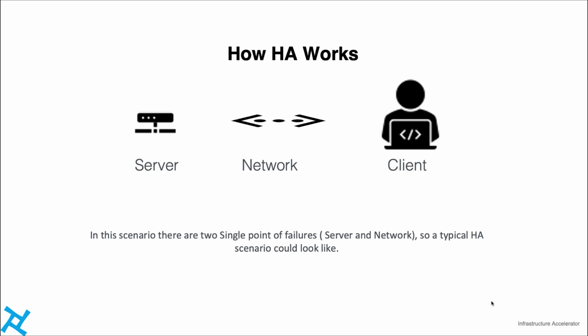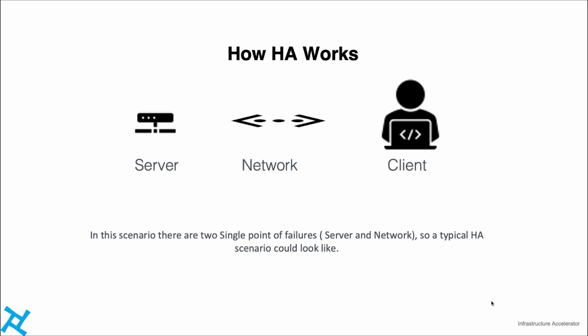So how does an HA function? In this scenario, there are two single points of failure, server and network. So typically, an HA scenario would look like this. So this is not an HA scenario. There is a server and there is a network and the client is using the service of the server. Now, how can the client stop receiving the service? If the server goes down for any reason or if the network goes down. There are two variables in this particular example.